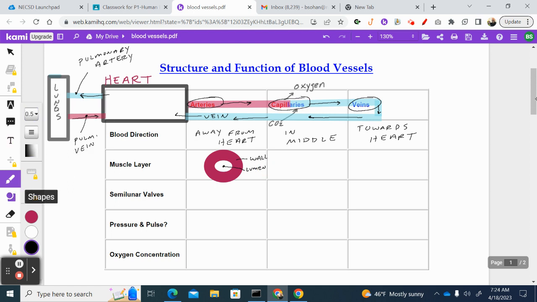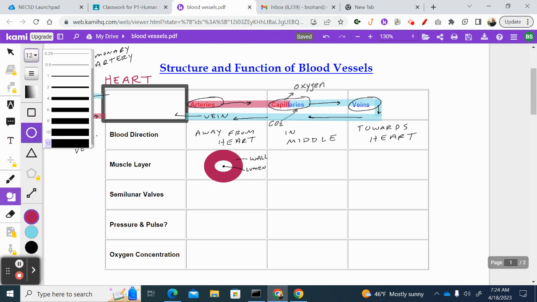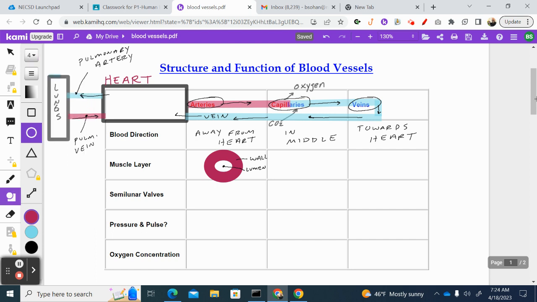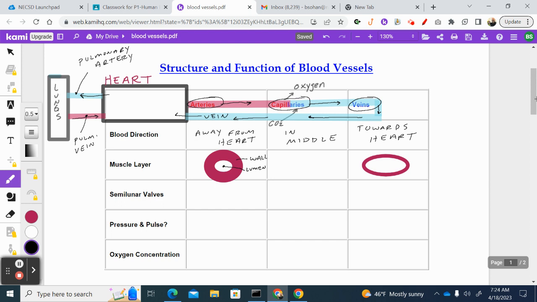If I was to do the same thing with a vein, it would look much different. The veins, the muscle wall is much thinner, and the lumen size is bigger. Okay? So the muscle wall here is thick. Here it's thinner.